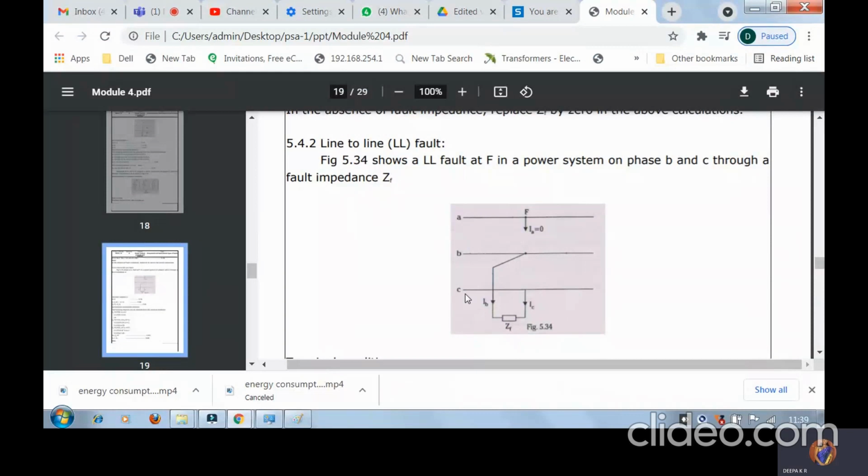So the B and C lines are considered to be faulted, with the fault existing through this impedance. The fault current in phase A is zero, so IA is 0. Then we need to take the terminal conditions for IB and IC. IB plus IC is what? Then the voltage across this terminal: you can calculate it for VB or VC because it exists between these two. You can write it in any form, but normally we represent VB. We'll consider that.